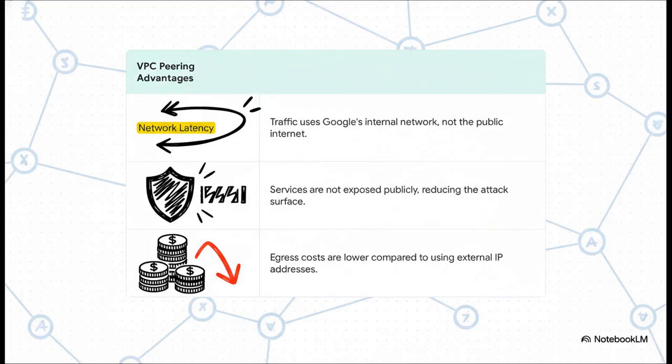And doing it this way has some huge advantages. First, latency. It's incredibly low because you're riding on Google's private backbone. You're not out there fighting for bandwidth on the public internet. Second, security. It is way more secure. Your services aren't exposed with public IPs, which just shrinks your potential attack surface dramatically. And finally, it's cheaper. Sending data out over the internet costs more than keeping it all on the private network. For these simple connections, it's a total win-win-win.